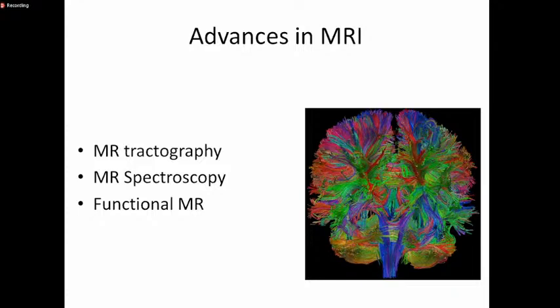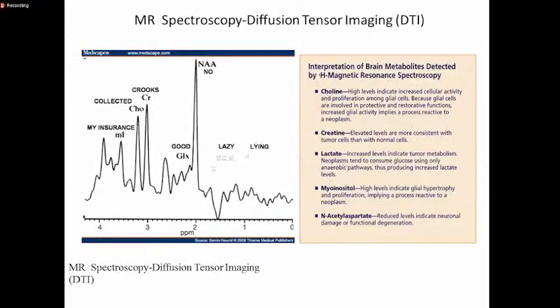You can also do what is called MR spectroscopy. I just want to mention this because you'll be hearing about it. MR spectroscopy is really like doing biochemistry of tumors. What we're trying to interpret with this MR is the metabolites that can be detected on MR.